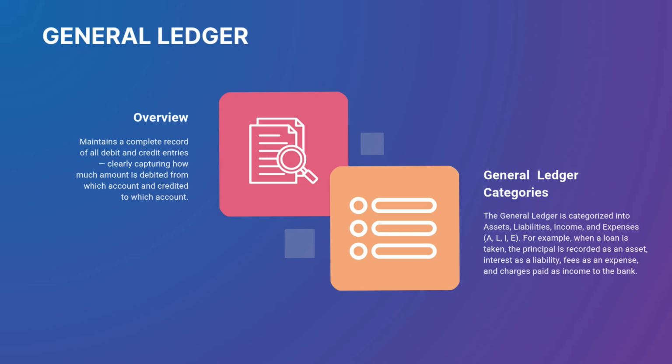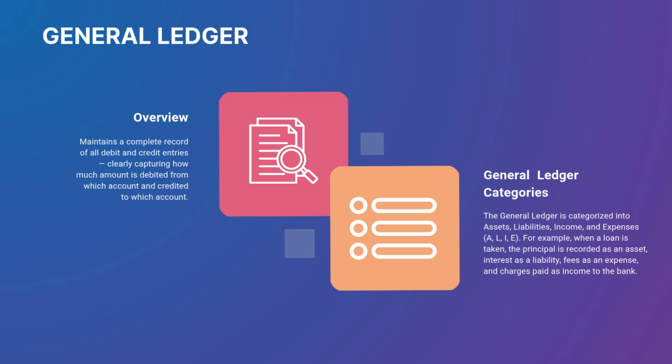Let's take a look at General Ledger. The General Ledger is essentially the financial backbone of the digital wallet. It maintains a complete and real-time record of every transaction, that is, every amount debited or credited, clearly showing from which account the amount is debited and to which account it is credited. This ledger enables traceability and financial accountability for every single wallet transaction.